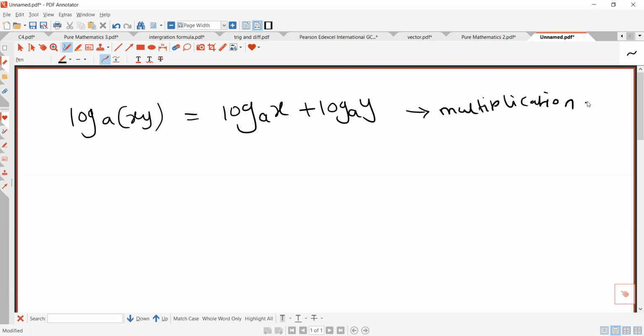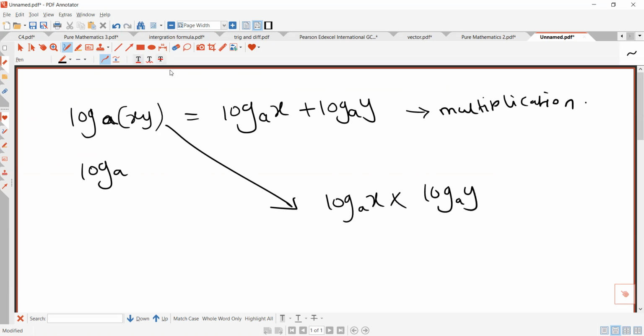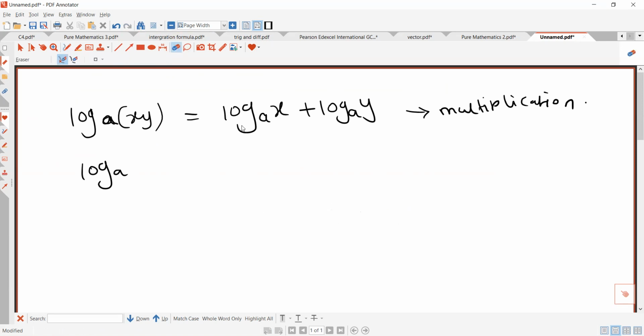Log a of xy means log to the base a of x plus log to the base a of y, because if they multiply, it will add. Most of the students think it is log a x into log a y. No, it's plus, not into, because you're not opening a bracket. It's nothing like that. There is a plus sign over here. Remember that. Okay, we call it the multiplication rule.